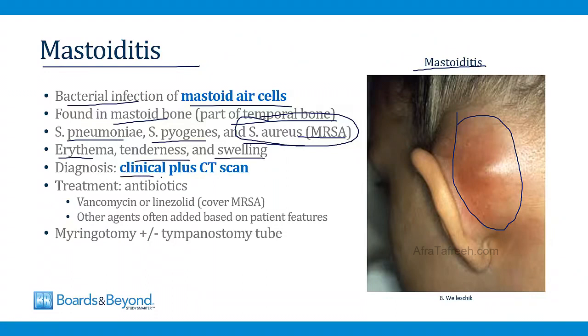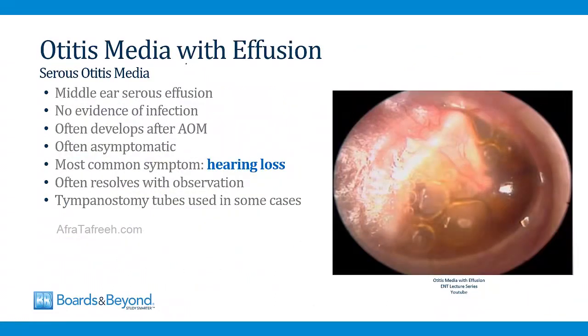It's usually a clinical diagnosis, but a CT scan should be ordered, and that's because you need to determine the involvement of the bones. This is basically a form of osteomyelitis, and you need to see how much bone involvement there is, and also there's a risk of forming an abscess that would have to be treated. The treatment is with intravenous antibiotics. Vancomycin or linezolid are usually used to cover MRSA, as I said before, and then other broad-spectrum agents are usually added depending on the particular patient's features. And in most cases, if otitis media is severe enough to cause mastoiditis, the child ultimately needs a myringotomy and possible tympanostomy tubes.